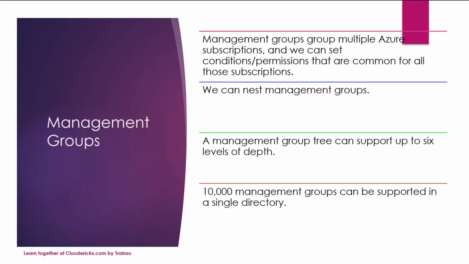And multiple subscriptions can be grouped together using a management group. Management groups group multiple Azure subscriptions, and we can set conditions or permissions that are common for all those subscriptions. We can nest management groups. That means we can have one management group inside another. That is not possible with subscriptions or resource groups. A management group tree can support up to 6 levels of depth. We can have 10,000 management groups in a single directory or a single tenant.